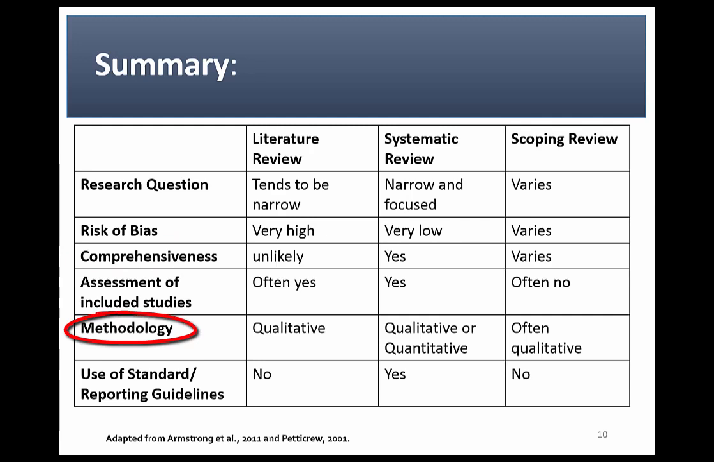Methodology. Narrative reviews are qualitative. Scoping reviews are frequently, but not always, qualitative, while systematic reviews can be either qualitative or quantitative. Standard reporting guidelines. These do not exist for narrative reviews. They do not formally exist for scoping reviews, although elements of systematic review reporting are being adopted. Systematic reviews follow strict reporting guidelines in order to ensure reproducibility.